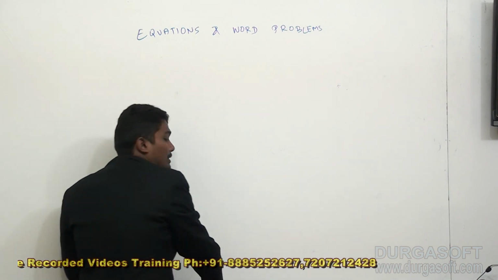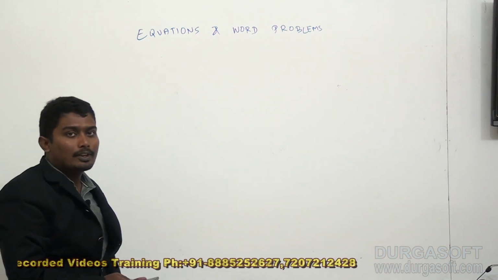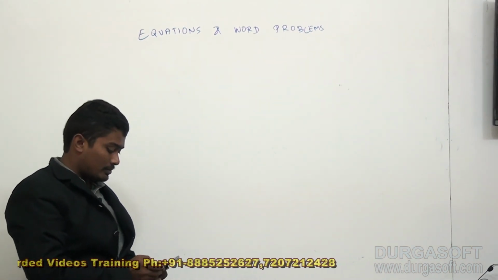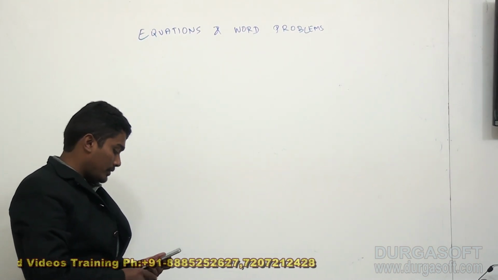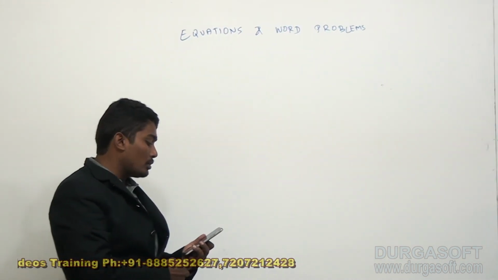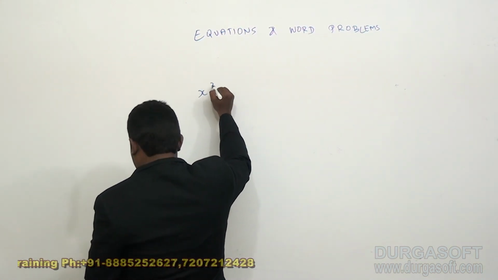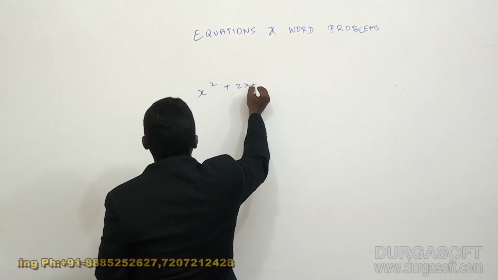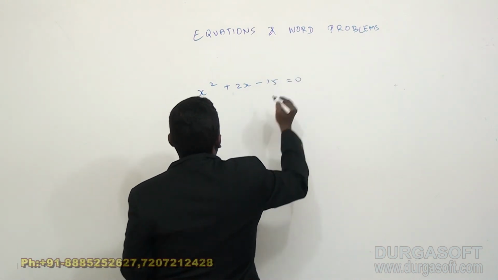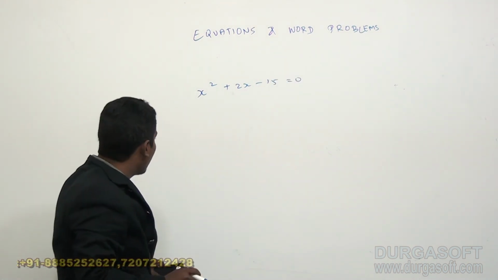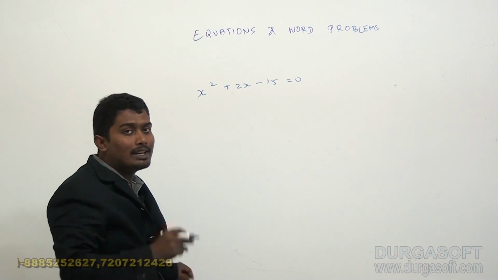Next we look at some questions based on these. The first question that we will be discussing now: find the roots of the quadratic equation x square plus 2x minus 15 is equal to 0.